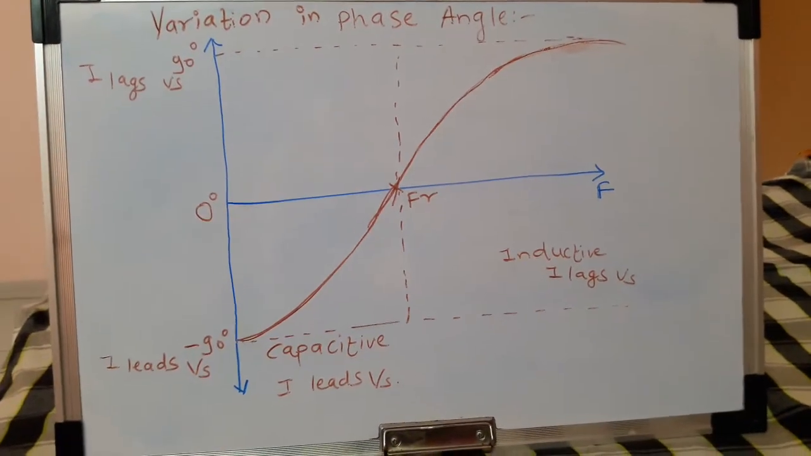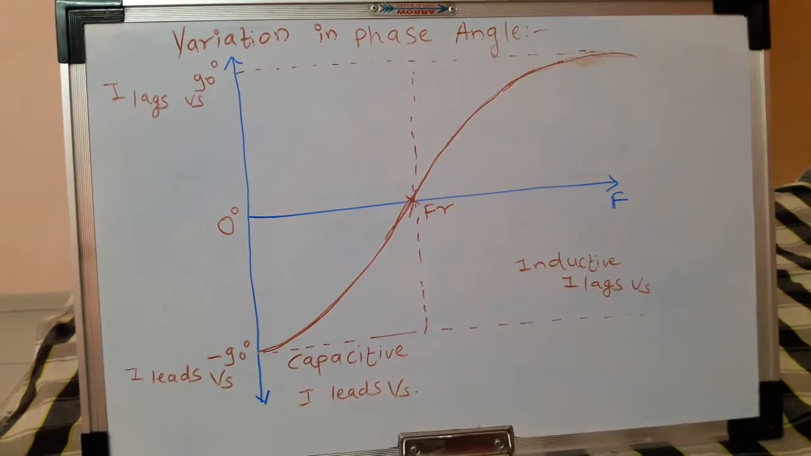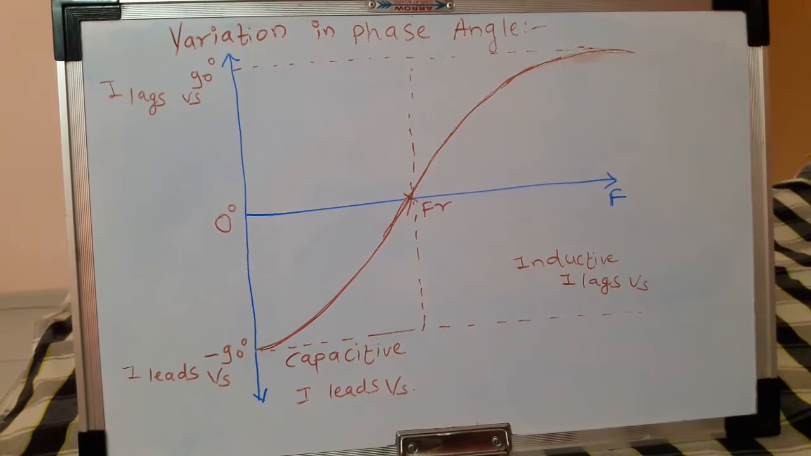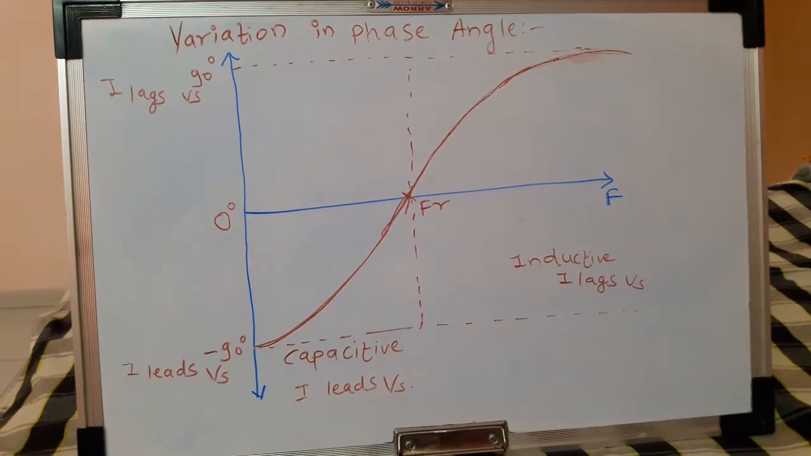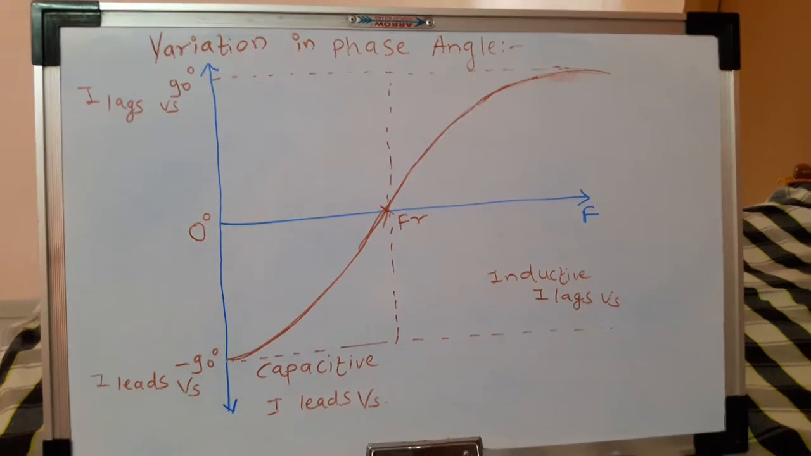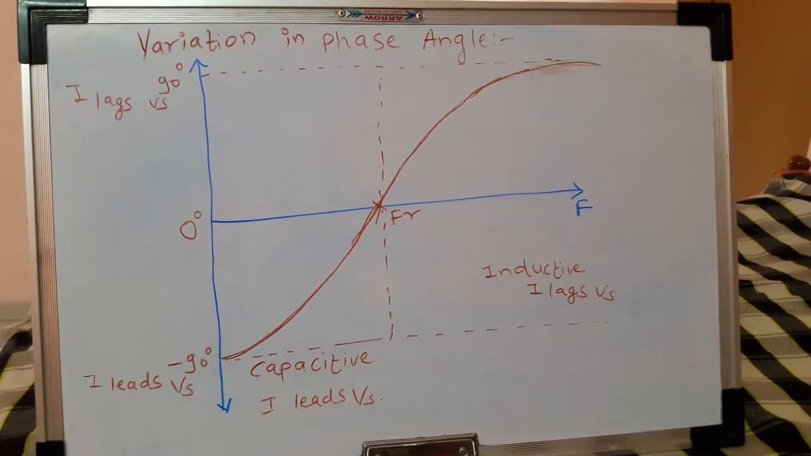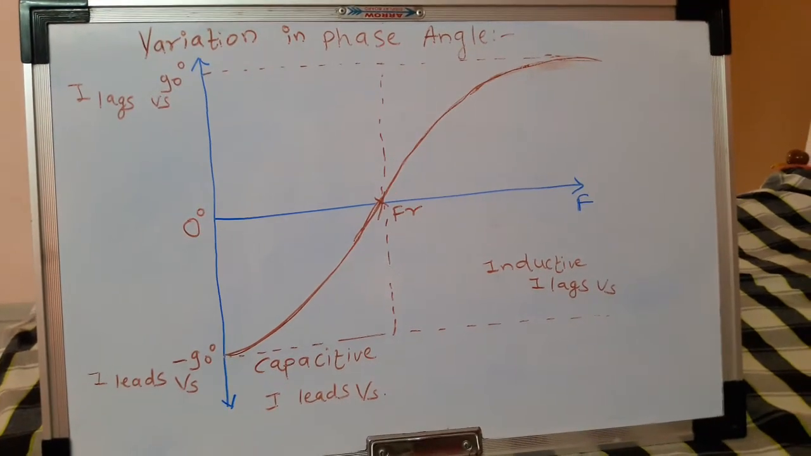Let us plot variation in phase angle between voltage and current in a series resonance circuit. On the x axis we have frequency, because we are plotting variation in phase angle with respect to frequency only.